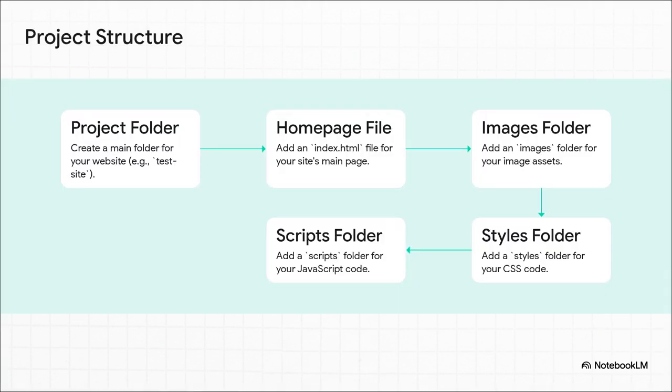And here's what that looks like in practice. It's pretty simple. You start with one main folder for your project. Let's call it Test Site. Inside that, you create your homepage, which is almost always called index.html. Browsers automatically look for that file name. Then you just make separate folders for your other assets. One for images, one for styles where your CSS will live, and one for scripts for your JavaScript. Keeping these things separate is a total game changer for staying organized.